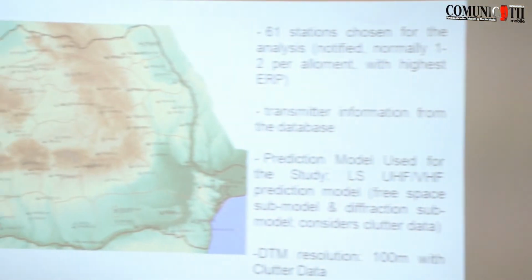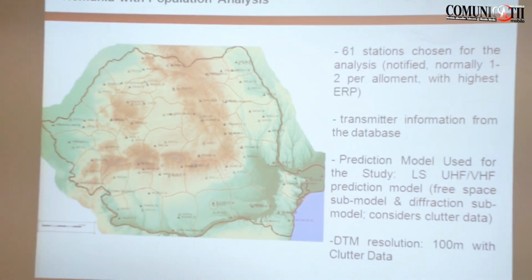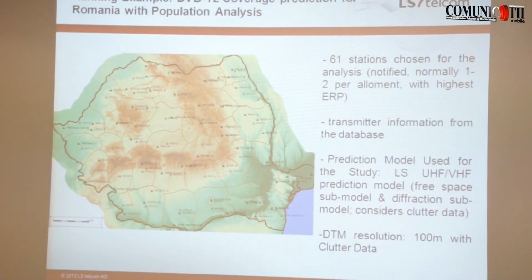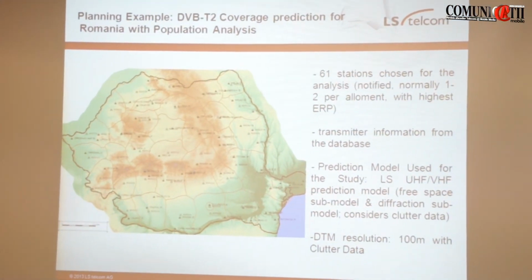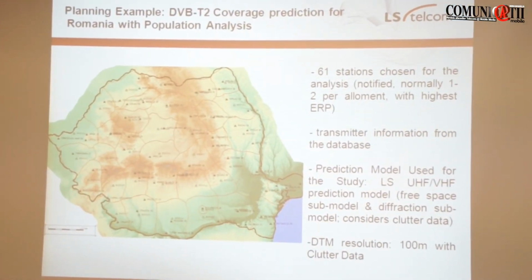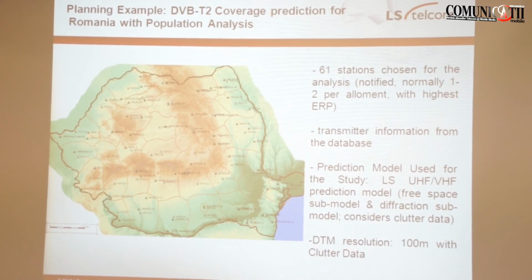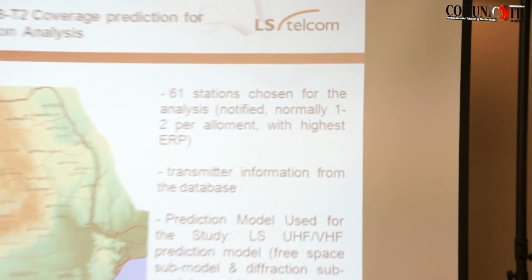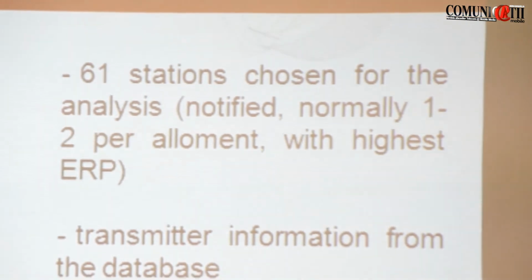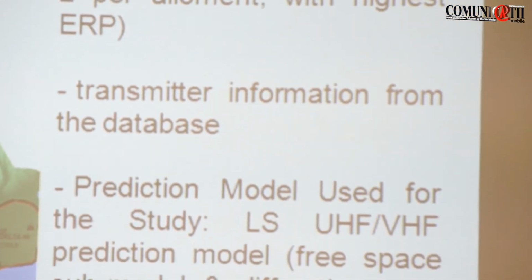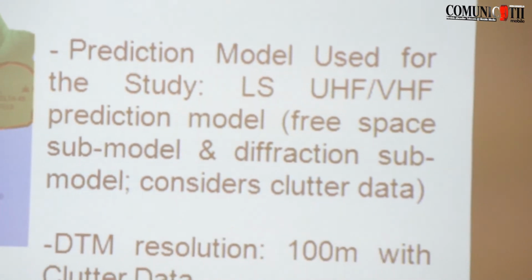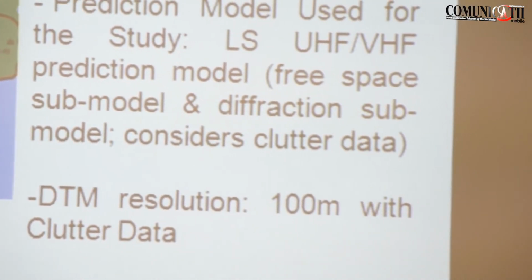The prediction model I have used in the studies is the LS UHF VHF prediction model, a combination of free space and diffraction submodels, mainly due to the time efficiency, because I had to calculate almost 120 field strength results, because every transmitter is giving one tropo and one steady result. One is interfering, one is wanted. DTM resolution 100 meter, also because of the time efficiency. Normally for digital planning 50, even 20 meter is required.